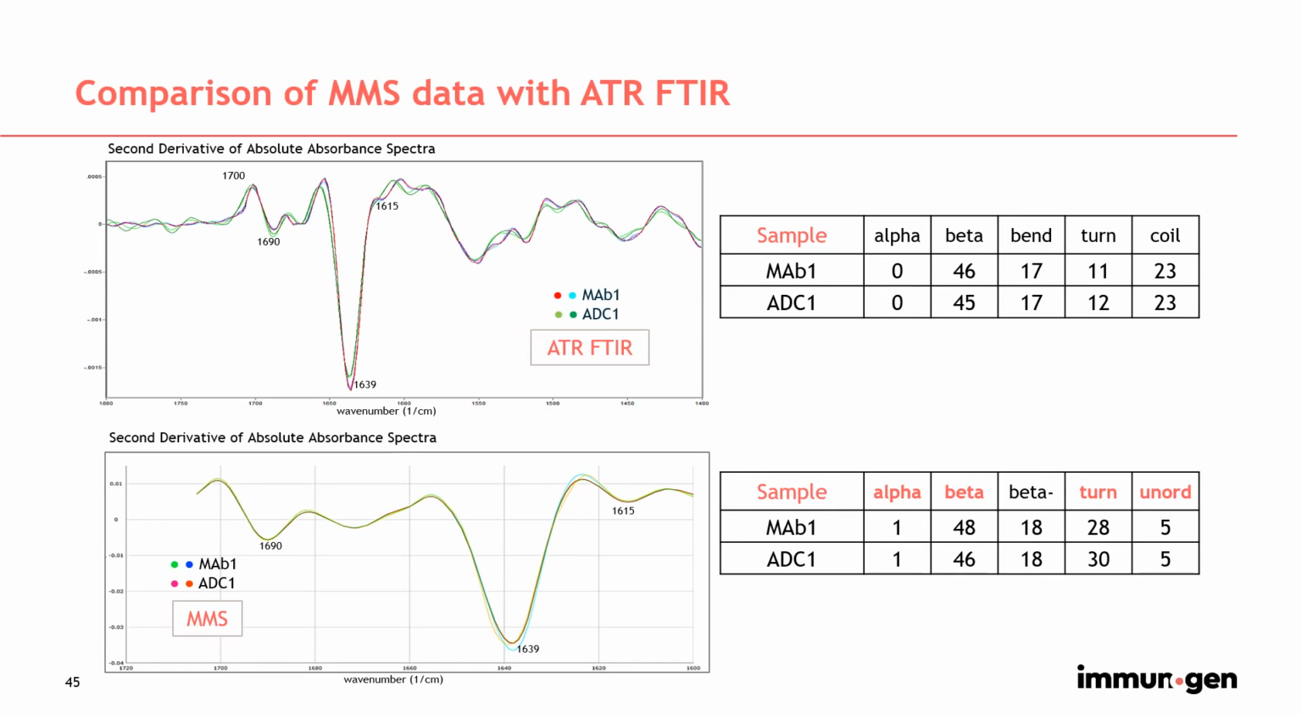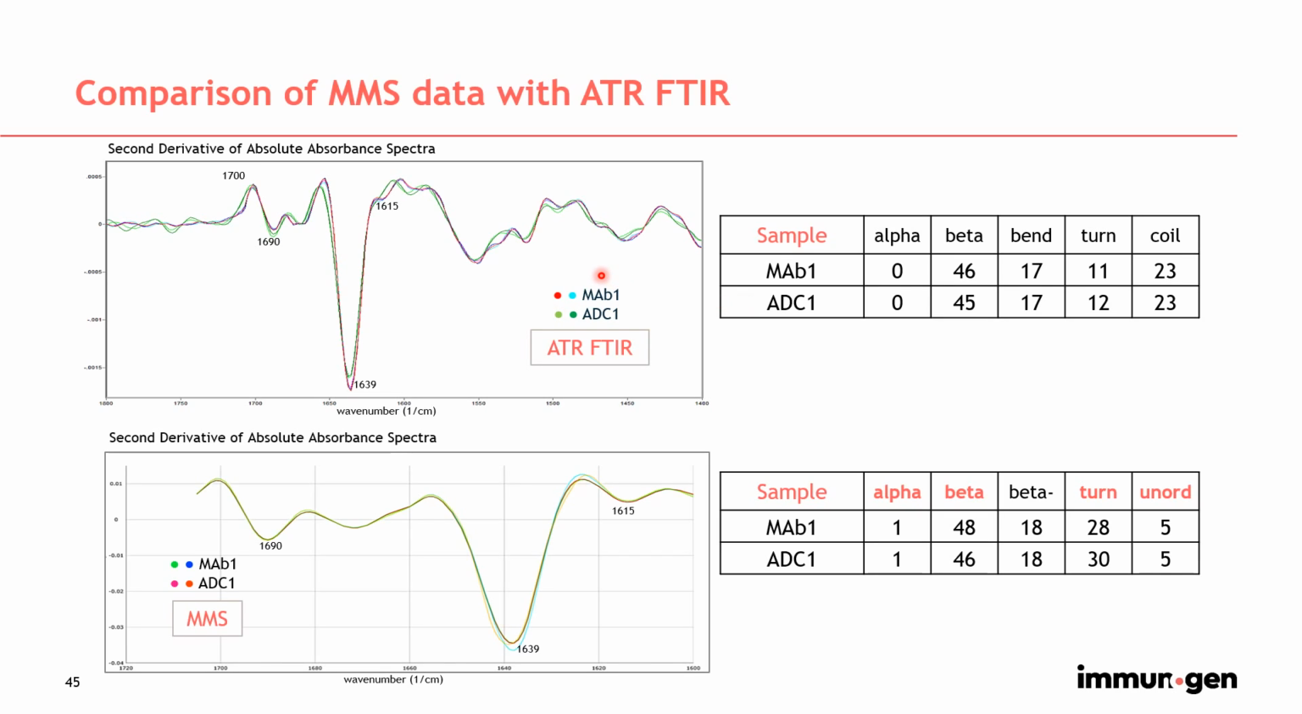Finally, we compared the data generated by MMS to a more conventional FTIR. As we can see from the figures on the left, the top figure is the second derivative of the absolute spectra from an ATR FTIR for an antibody and its corresponding ADC. The figure on the bottom is the second derivative from an MMS for the same antibody and the ADC. Looking closely at the amide-1 band region from 1590 to 1700 wave numbers, we see that the overall shape and the bands in this region correspond very well between FTIR and MMS.